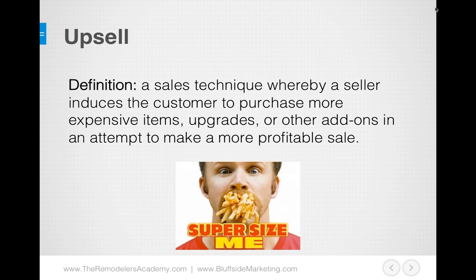So a sales technique whereby a seller induces the customer to purchase more expensive items, upgrades, or other add-ons in an attempt to make a more profitable sale. And so again, going to the McDonald's example, it's, would you like to supersize that? Right? So instead of the regular fries and soda, would you supersize that, for only 20 cents more, 50 cents more? So they're getting you to buy an upgrade or a more expensive version of it to, again, increase that transactional value, to increase the lifetime value of their customers.